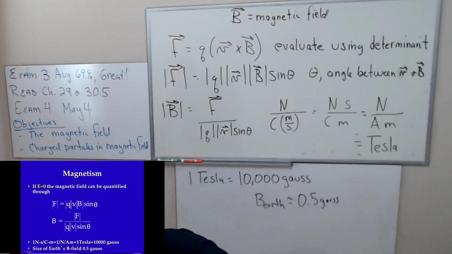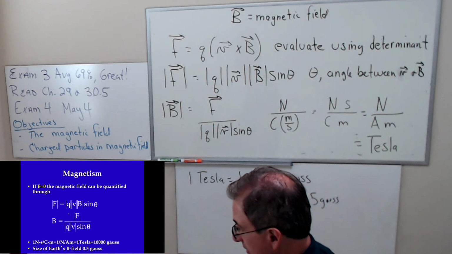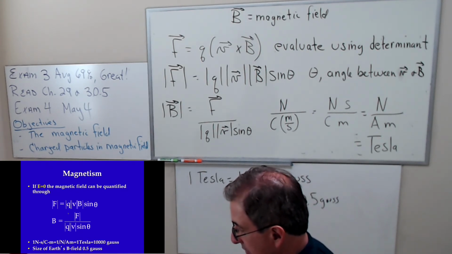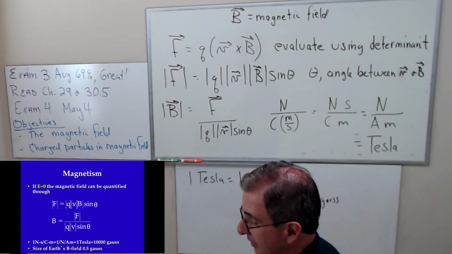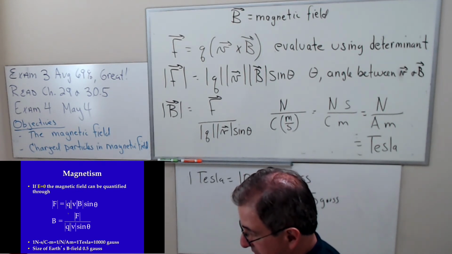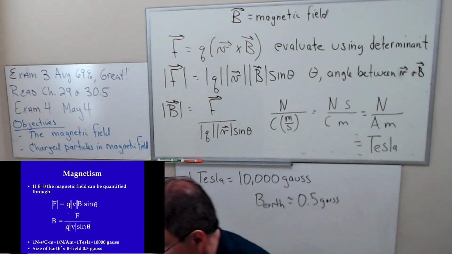Wait, I'm a little confused on that earlier equation, the force on the charged particle in electric and magnetic fields. Is that when you have both going at the same time? That's if you have an electric field that's not zero and a magnetic field that's not zero. Oh, okay. So this equation is only for when E equals 0? Correct.